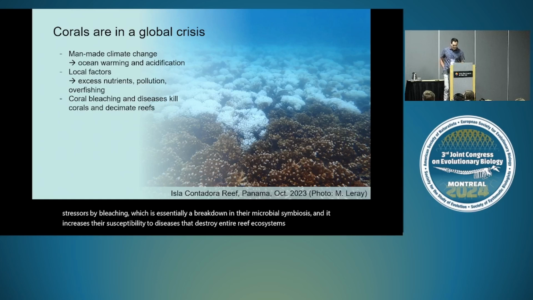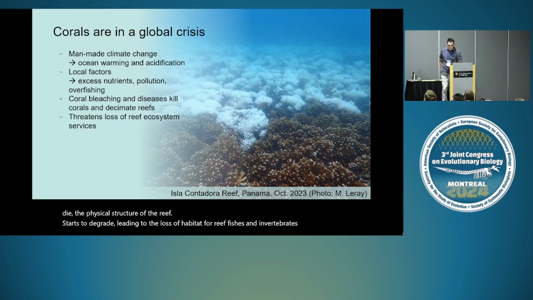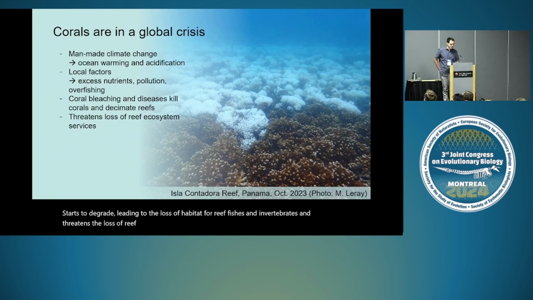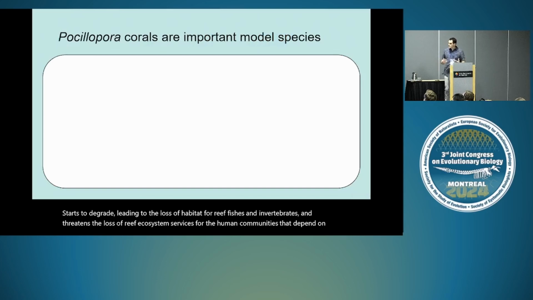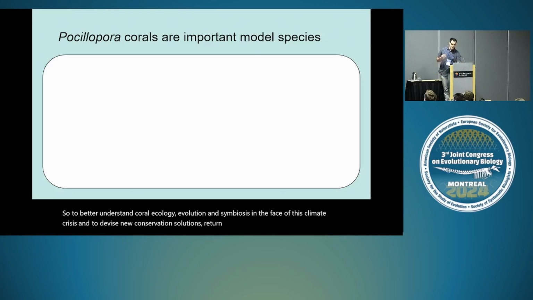So when corals die, the physical structure of the reef starts to degrade, leading to the loss of habitat for reef fishes and invertebrates, and threatens the loss of reef ecosystem services for the human communities that depend on them. So to better understand coral ecology, evolution, and symbiosis in the face of this climate crisis, and to devise new conservation solutions, we turn to corals in the genus Pocillopora as a model for a few key reasons.